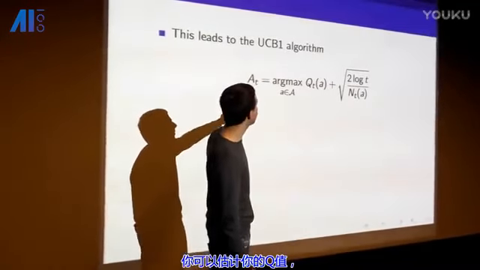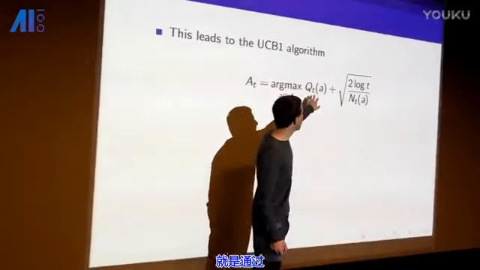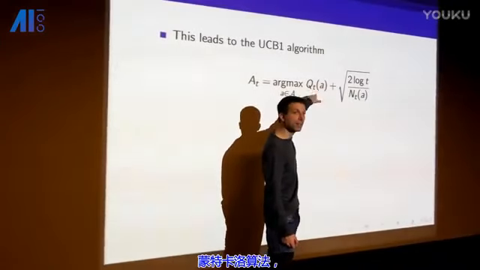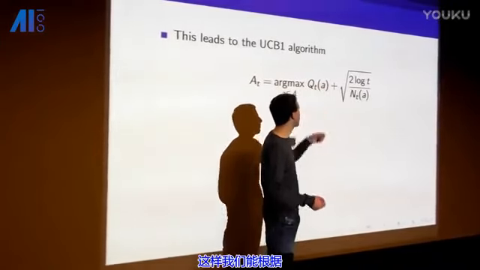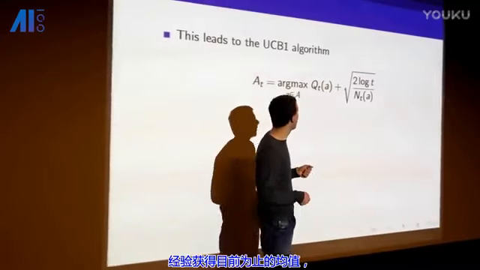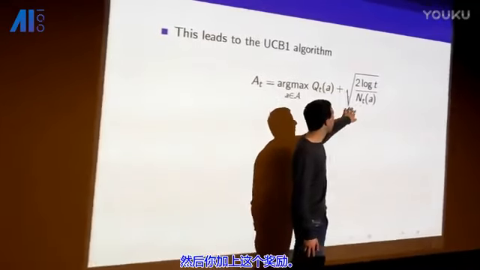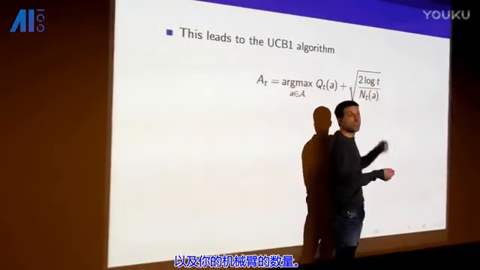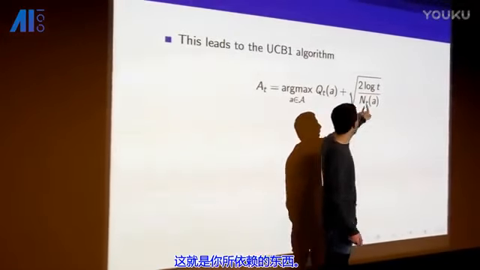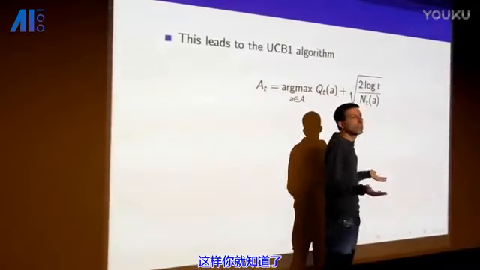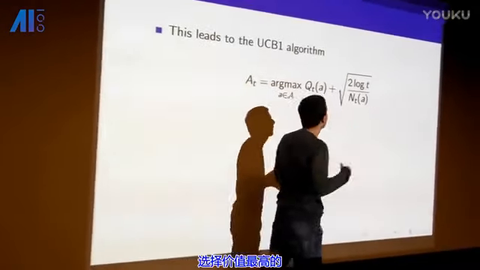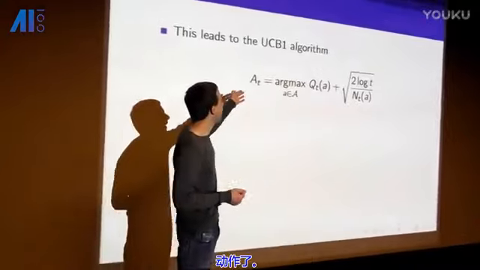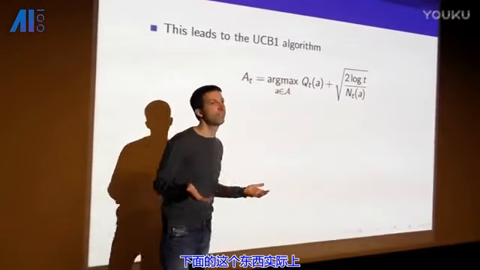But the basic idea is that at every step, you estimate your Q values by taking the Monte Carlo estimate in the usual way. You just take the empirical mean of everything you've seen so far. Then you add a bonus term that only depends on the total number of time steps, the total pulls of all of your arms, and the number of times you've pulled this arm. That's all it depends on. You add on this bonus, and you pick the action with the highest total value.